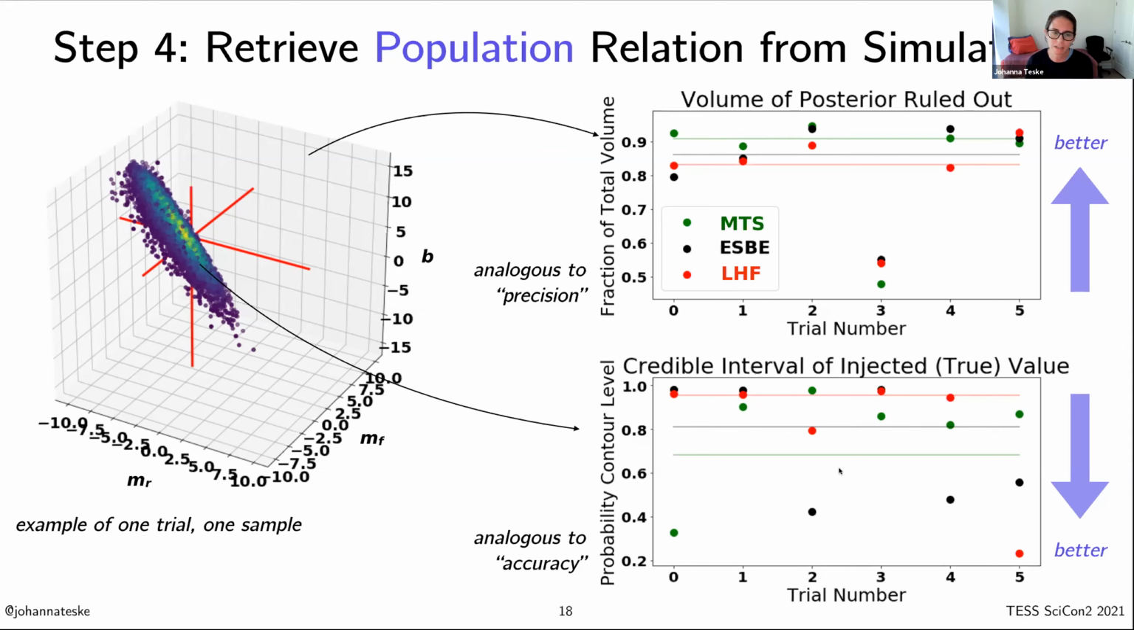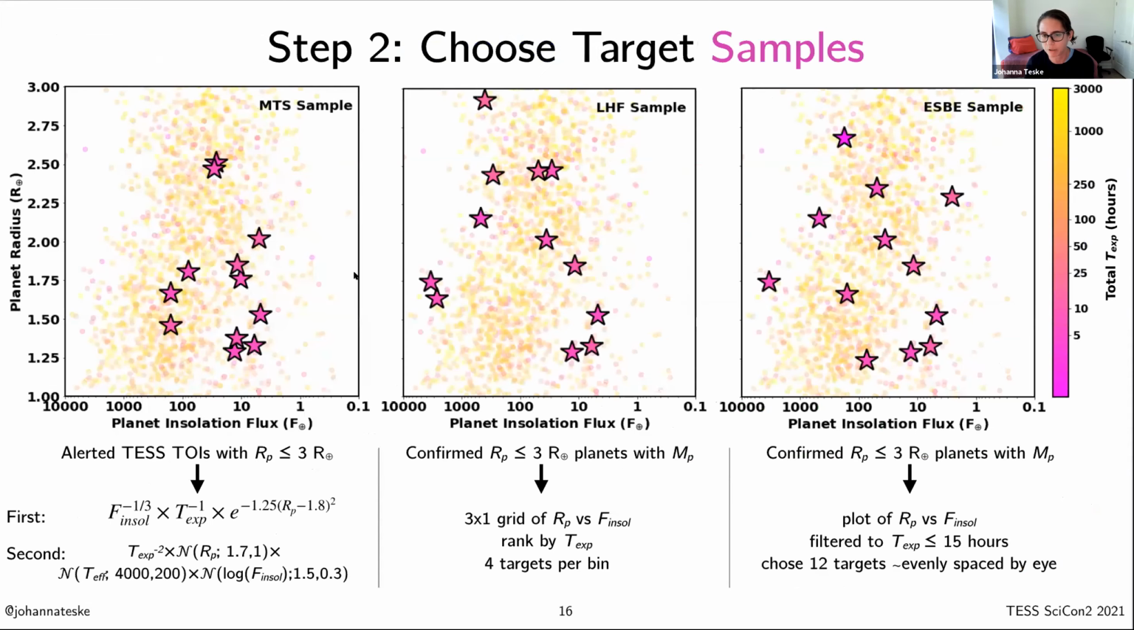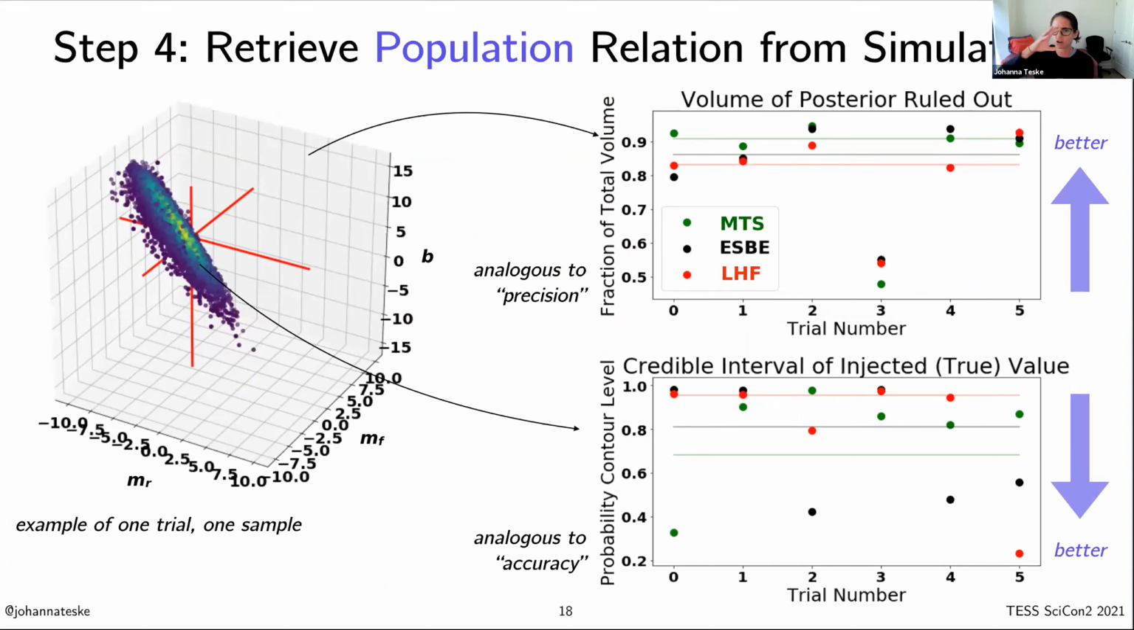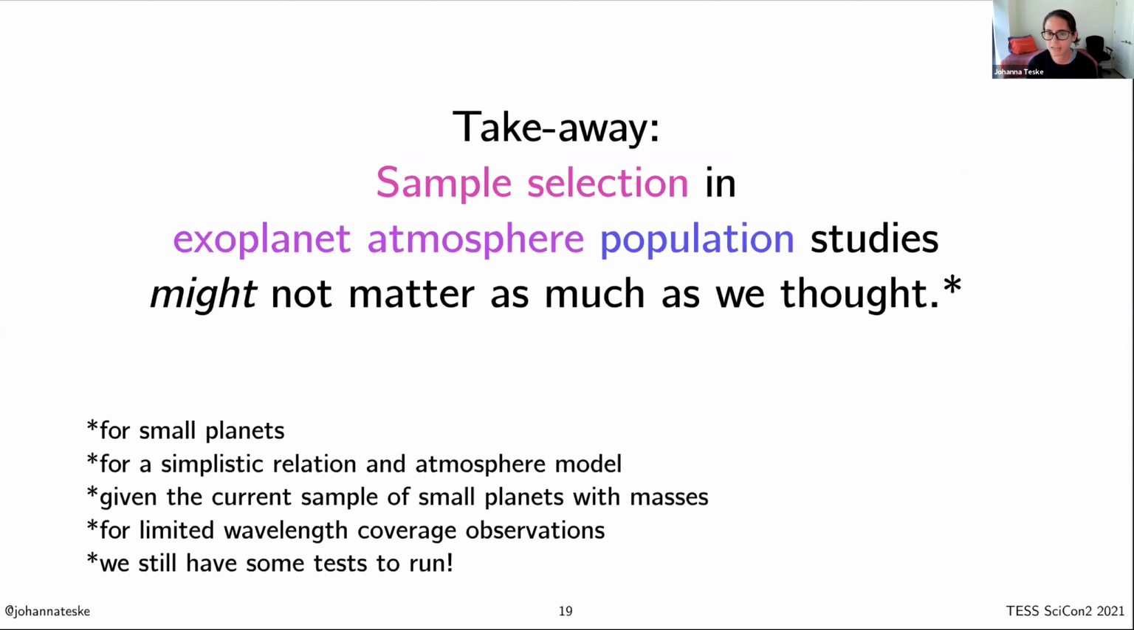But importantly, something I failed to mention before was that there's actually a lot of overlap between the planets in these samples. Something like 5 to 7 planets are common between the different samples. So it may just be that we need more small planets with mass measurements, need a bigger sample to choose from to really see the effect of sample selection in the population parameters. So this is the takeaway.